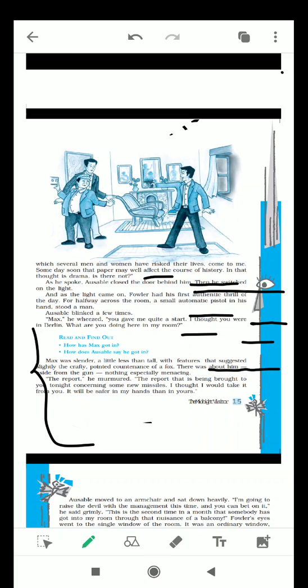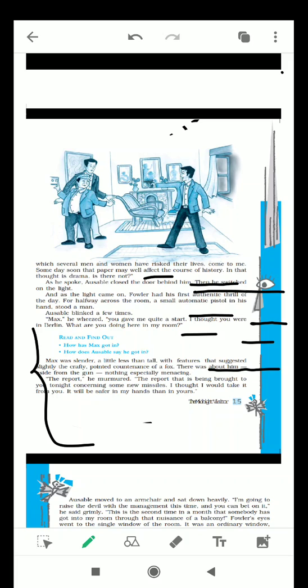Max, he wheezed. He told Max, you gave me quite a start. I thought you were in Berlin. You gave me quite a start. That means you surprised me. I thought you were in Berlin. Berlin is the capital of Germany. What are you doing here in my room? But seeing Max with a pistol in his room, he was surprised.